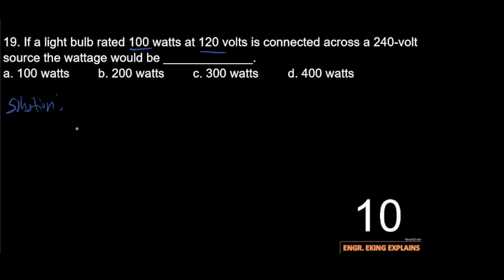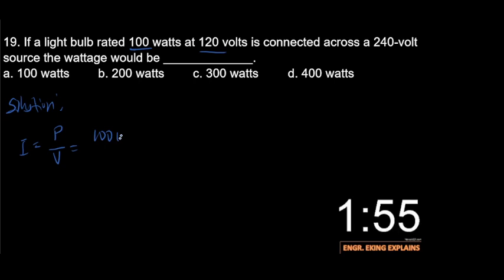Because the resistance, no matter what happened sa ating voltage source or current, the resistance will be the same. So solving for the resistance, kunin muna natin yung I. So that is P over V. So we have 100 watts over 120 volts. So we have 100 divide 120. So this will be equal to 5 over 6. So gamitin lang natin yung fraction, 5 over 6 amperes.